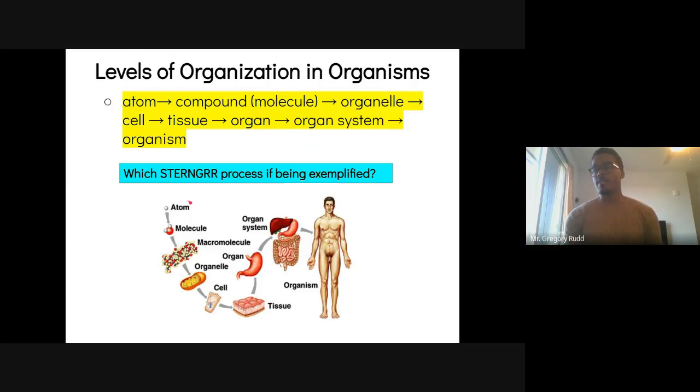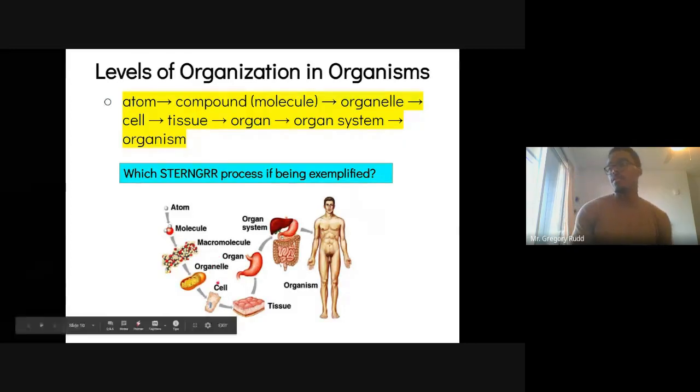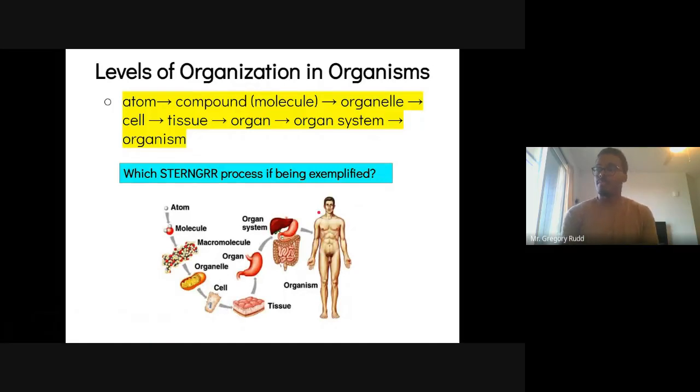A group of atoms is called a molecule. A group of molecules creates a macromolecule. A group of macromolecules creates an organelle. A group of organelles in the right proportion creates a cell, and so on and so forth. So these are our levels of organization. Any questions about that? Of course, we're exemplifying synthesis here. We're taking smaller things and we're creating larger things.